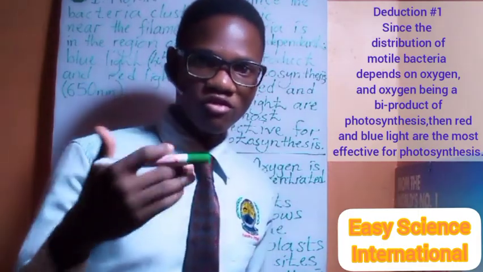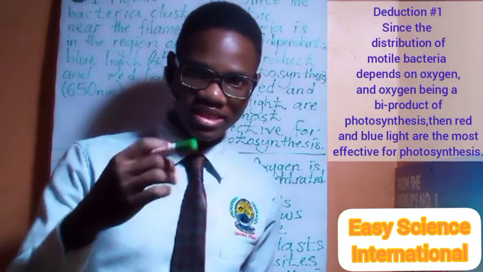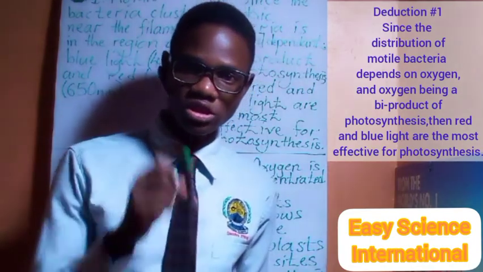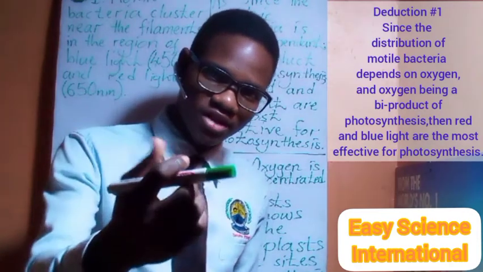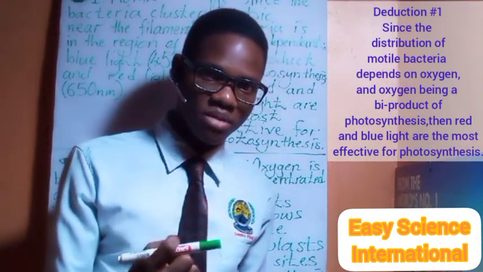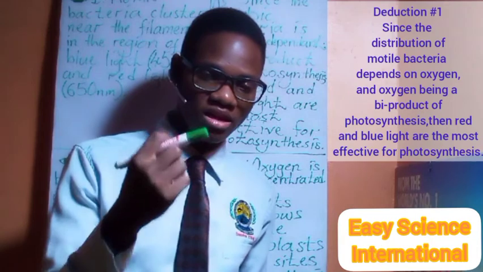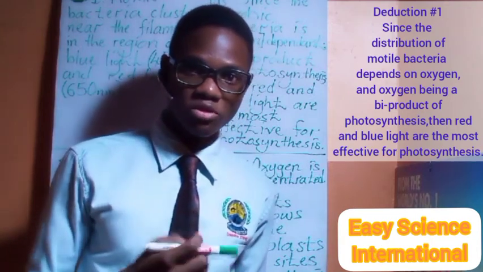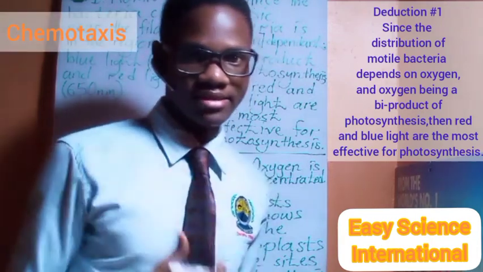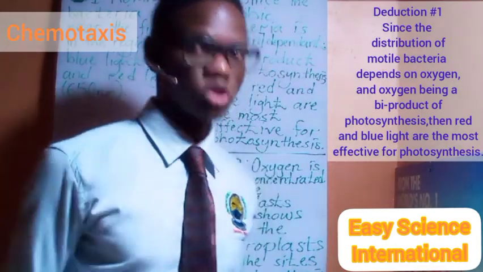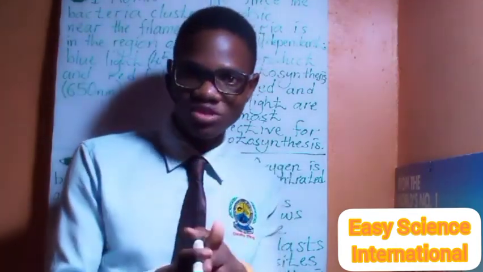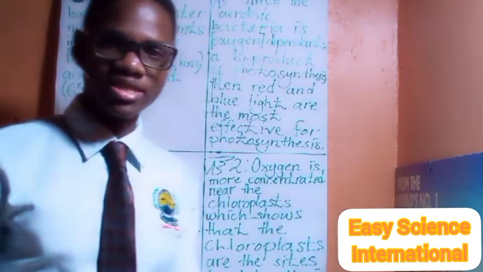enable the Cladophora to carry out photosynthesis at a higher rate in those regions, releasing oxygen, which attracts the aerobic motile bacteria in a process called chemotaxis. So they can be attracted to regions with higher concentrations of oxygen. So that is the first observation and the first deduction.